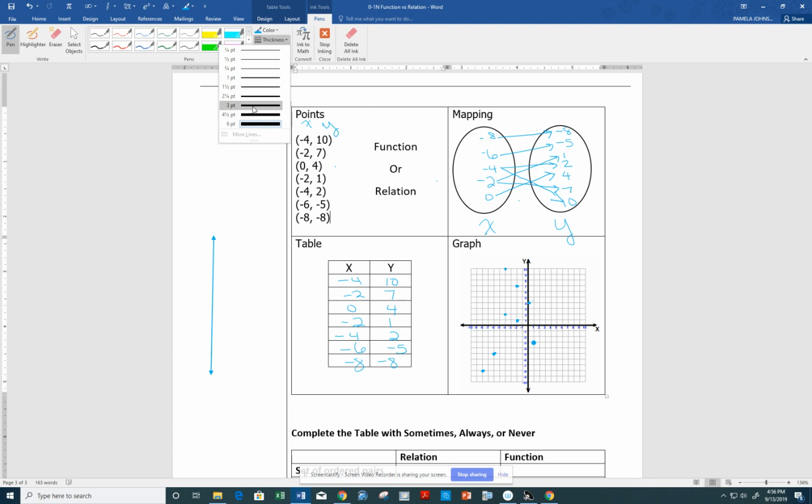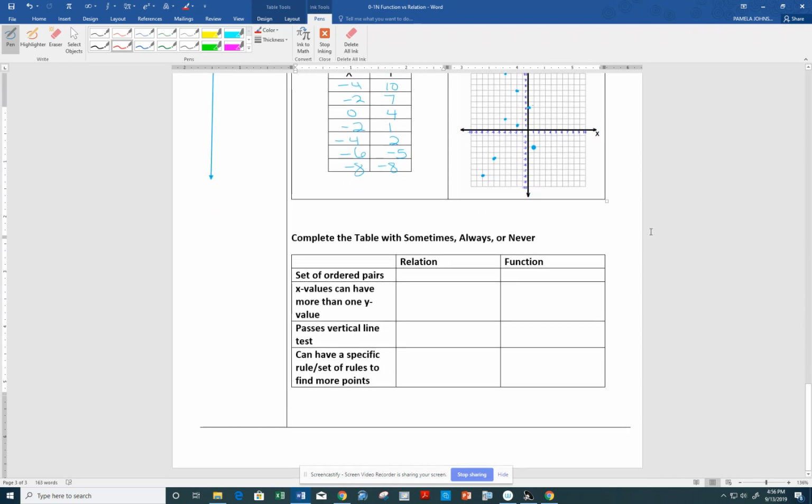Let me change thickness here. We'll go back to that one. Okay, it is just a relation. Also, if we take a look here at our mapping, 4 has 2 arrows coming off of it, and so does -2. So that was another clue that we have a relation and not a function.